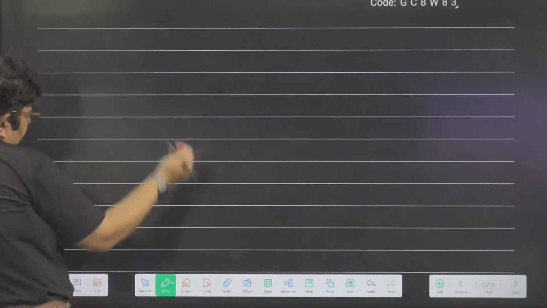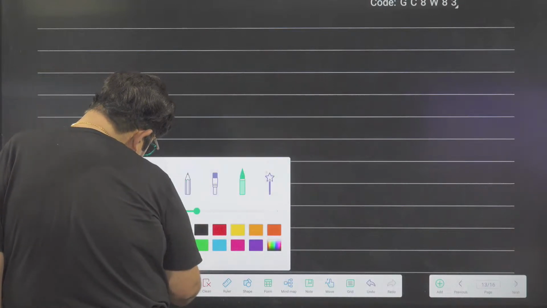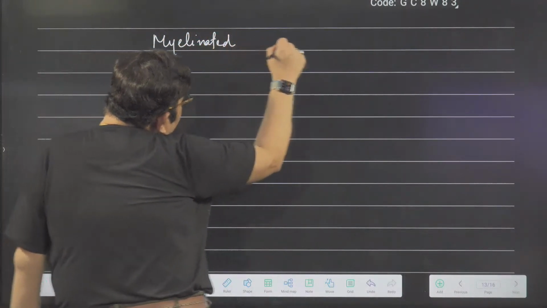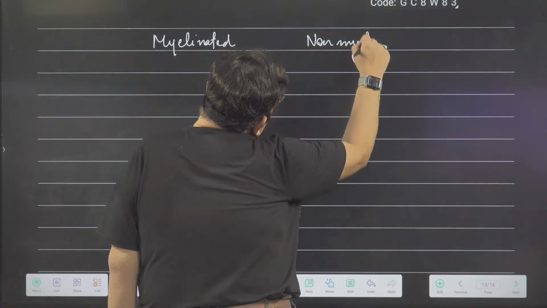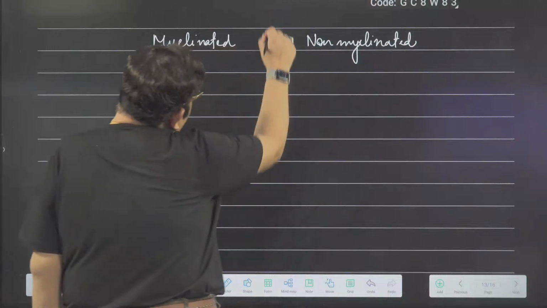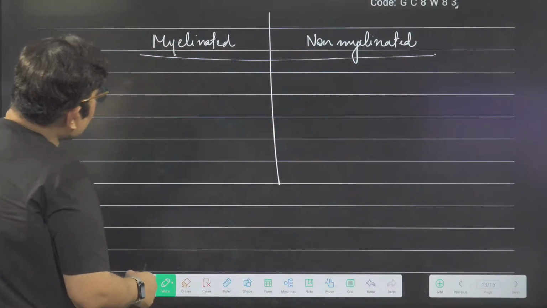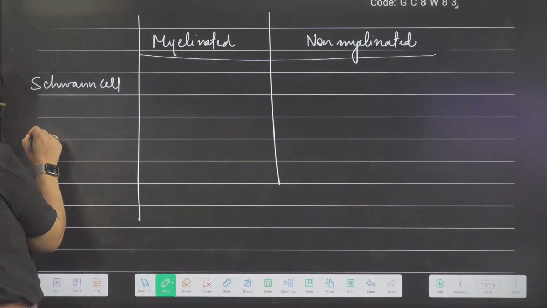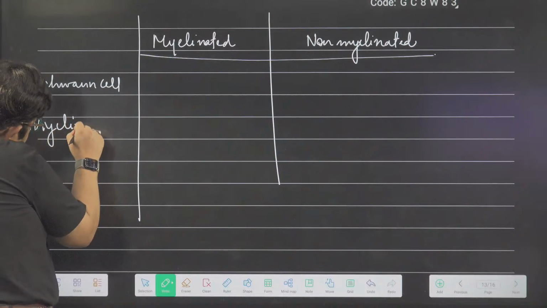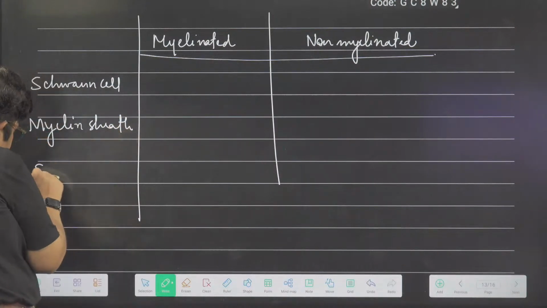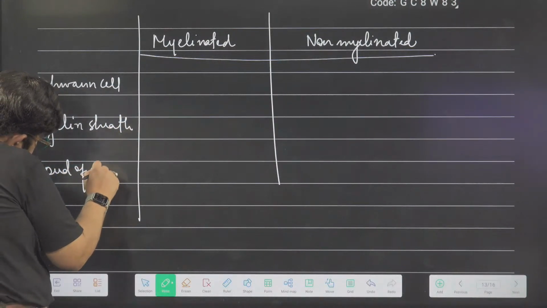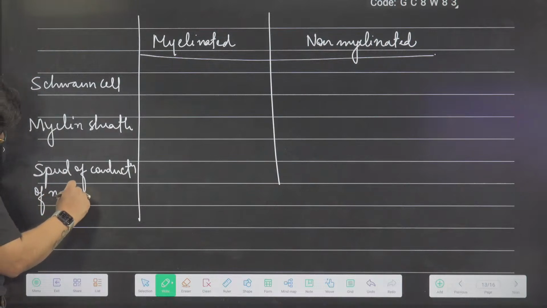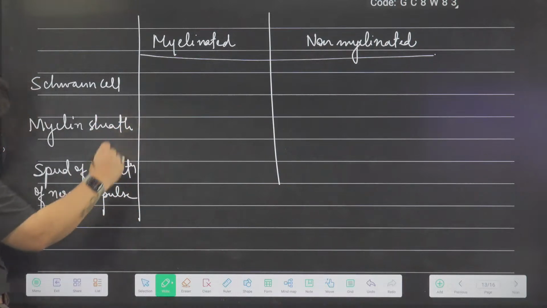Tell me, what will be the main difference between myelinated and non-myelinated? So I am writing here: myelinated neurons and non-myelinated neurons. Tell me the presence of Schwann cell. Tell me the presence of myelin. And the speed of conduction of nerve impulse.